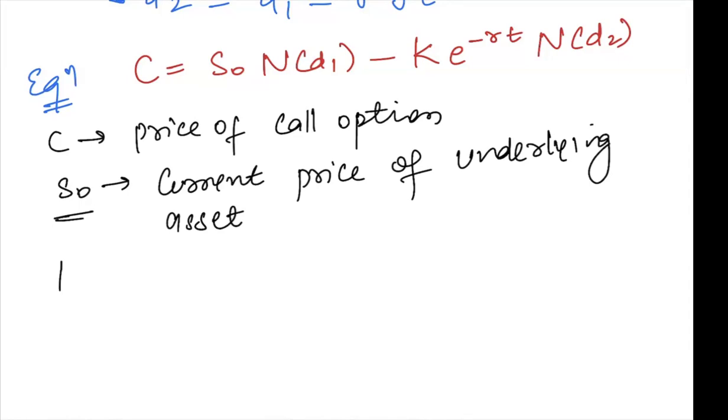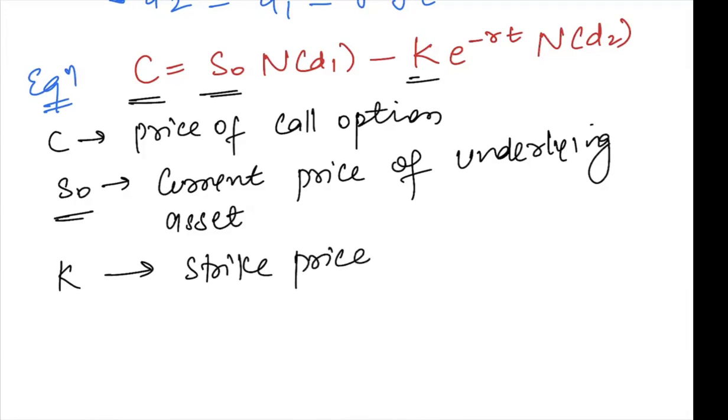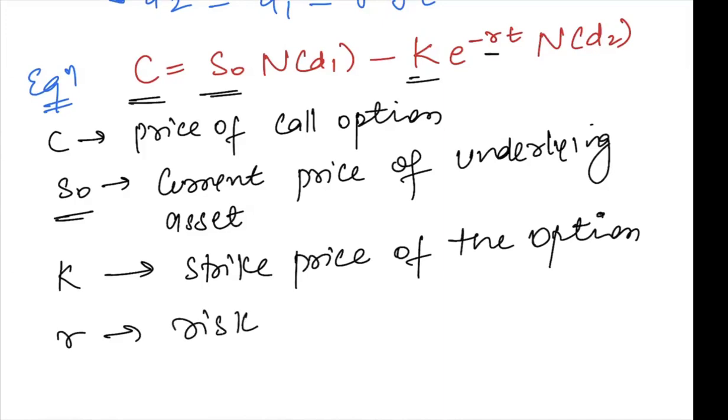Yeah. K here, which is this. So S0 is covered, C is covered. K is nothing but the strike price of the option, the predetermined price, which we discussed in the last video. Also, guys, if you have not watched the last video, in which I covered the basics of call and put, American and European options, I highly recommend watching that. So K is covered. Now R is what? Risk-free rate, the risk-free interest rate.